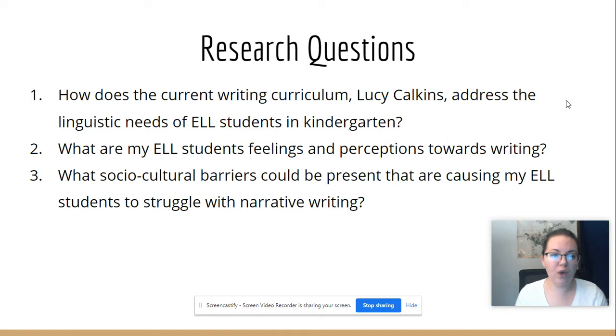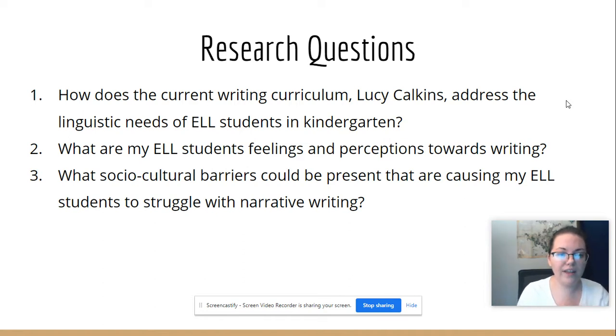Number 2, what are my ELL students' feelings and perceptions toward writing? I chose this one because I think if they can't connect to what we're talking about, specifically with narrative writing, that they'll feel bored or confused or frustrated or just disconnected. And so I'm trying to bridge that gap and help them feel more connected and more engaged and more confident in their writing skills, especially from the very start in kindergarten.